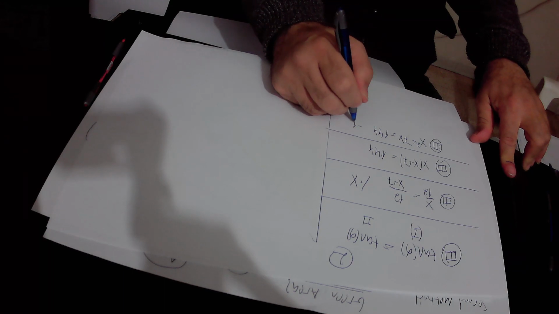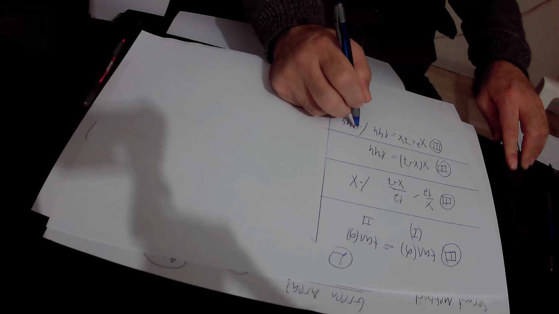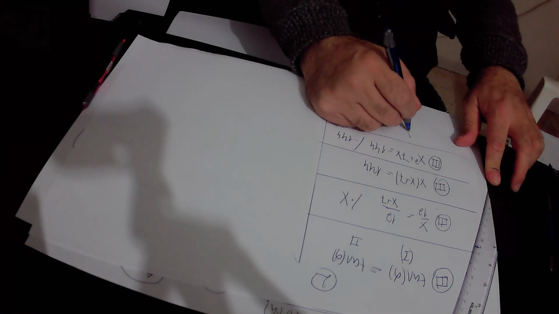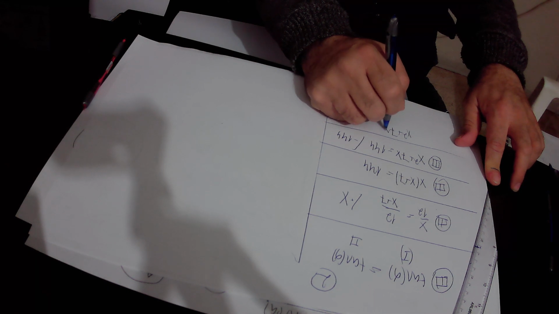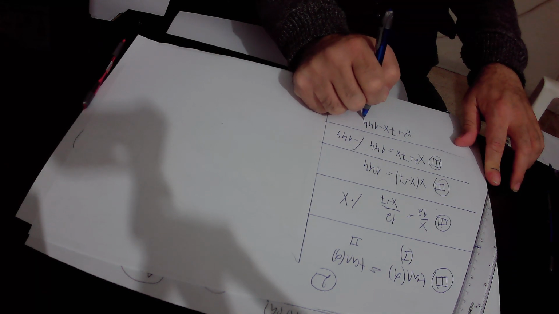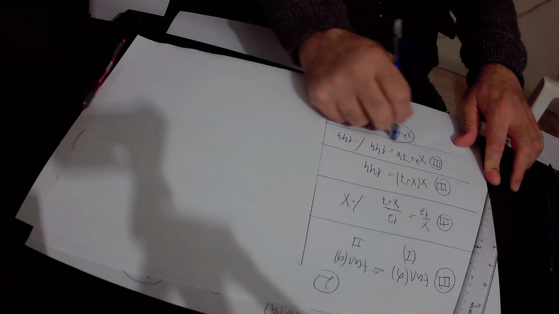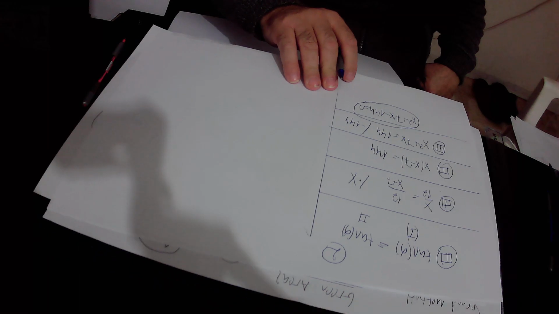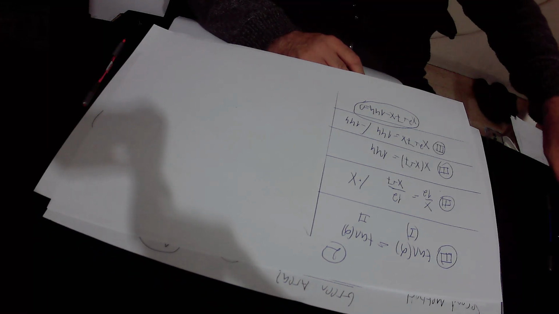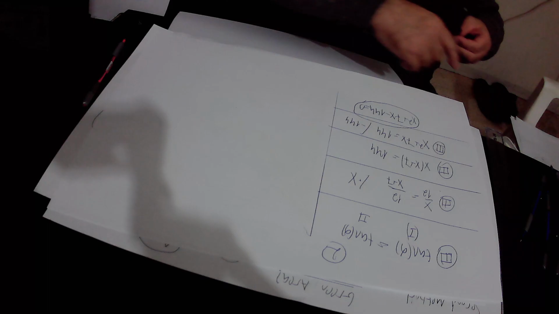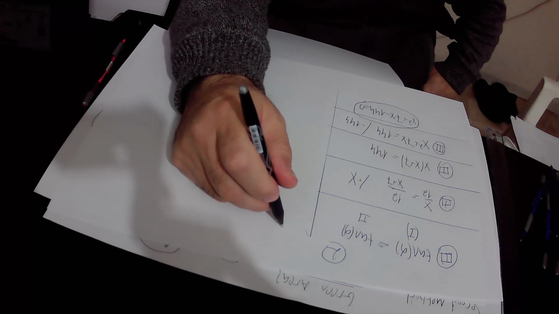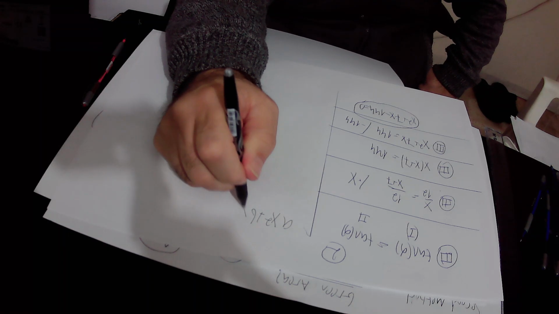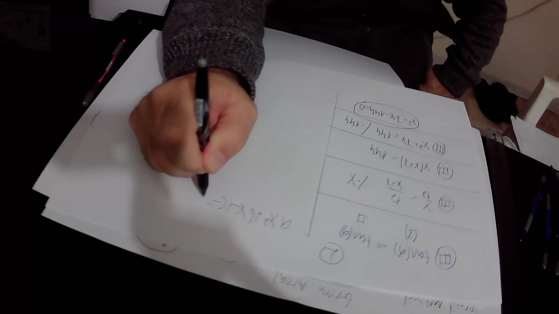Here we subtract 144 from both sides, and we get that x squared plus 7x minus 144 equals 0. So this is a quadratic equation, and the general formula for a quadratic equation is ax squared plus bx plus c equals 0.